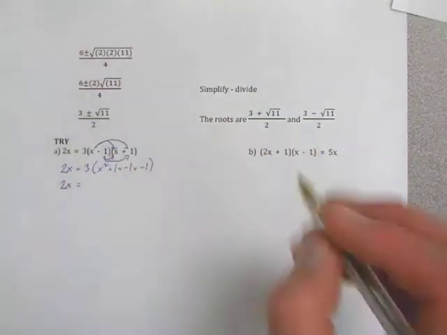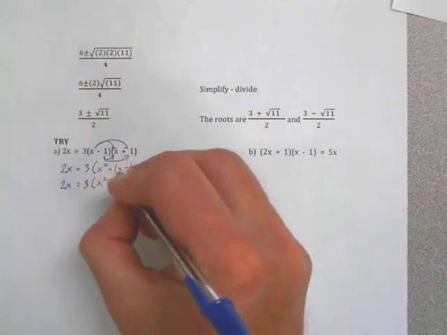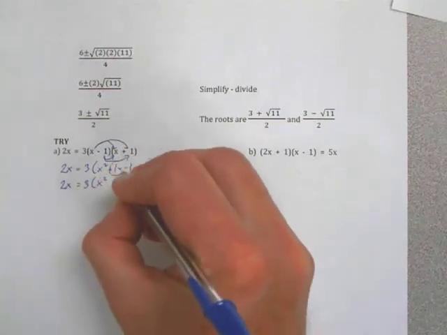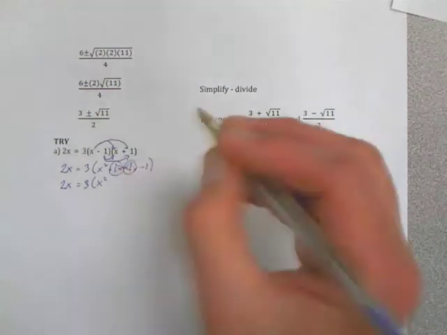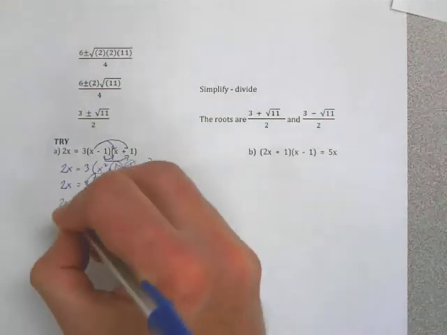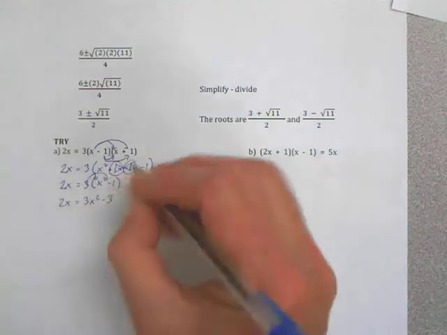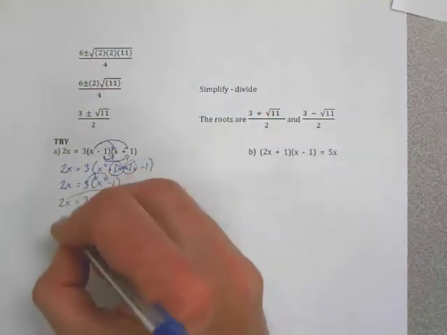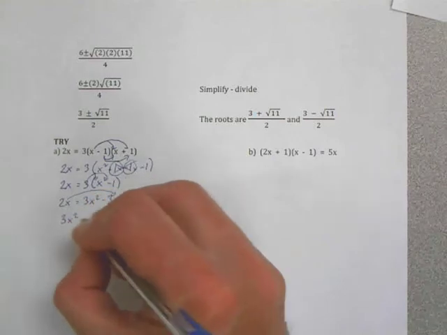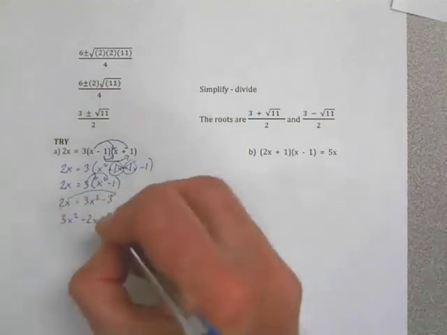2x. Group my like terms. Plus x minus x equals 0, so I'm left with this. Bring the 3 in now. So 2x is equal to 3x squared minus 3. Bring the negative 2 over. So 3x squared minus 2x, positive here, cross the equal sign, becomes negative, minus 3.